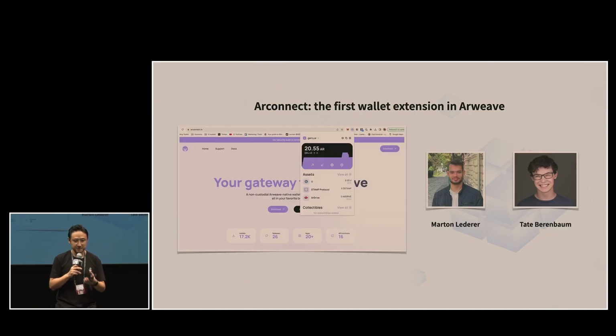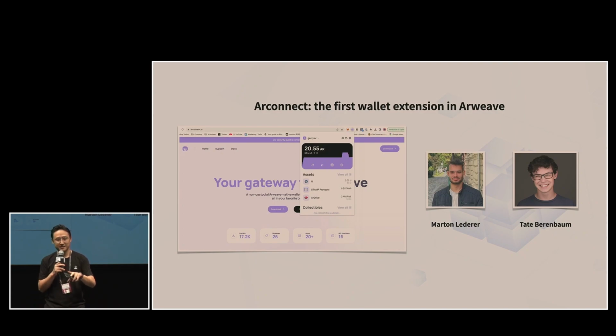So the talented young people, Martin and Tate, these two guys developed a wallet extension for the Arweave ecosystem called ArConnect. Because the logo of ArConnect is a hedgehog, we call it a little hedgehog, just like we call MetaMask a little fox. Can you imagine that?